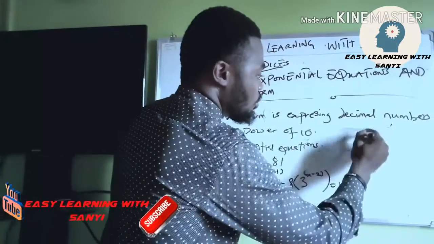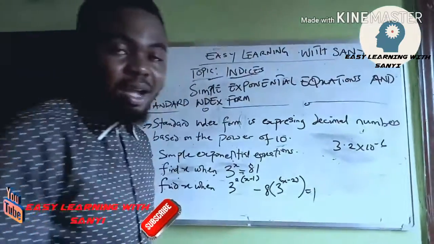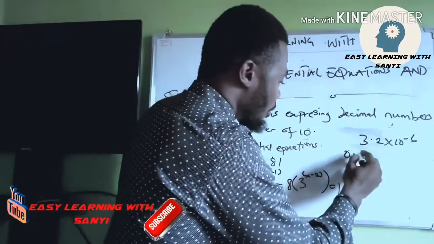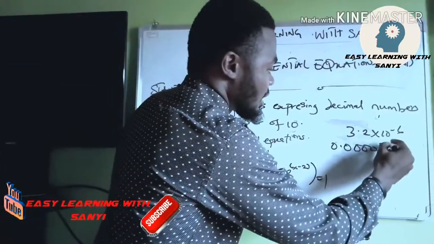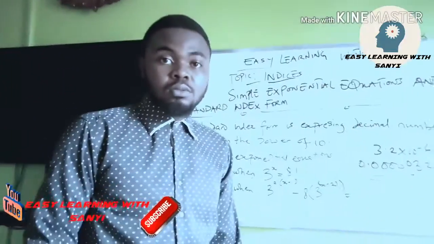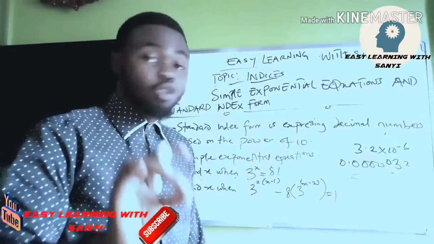The calculator is giving you 3.2 times 10 raised to power minus 6. What is the calculator telling you? The calculator is trying to tell you that this answer is 0.123456332. That's what the calculator is telling you. So that is standard index form. People normally have problems with this, so I said let me touch it.